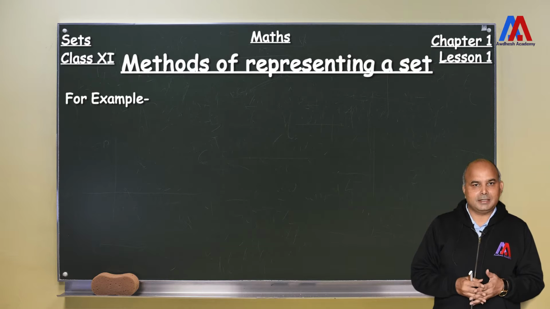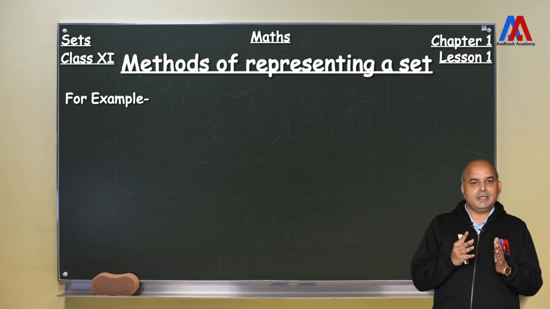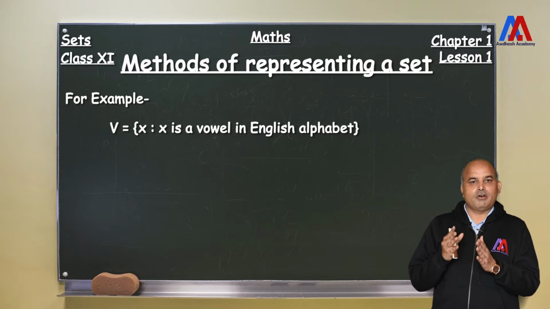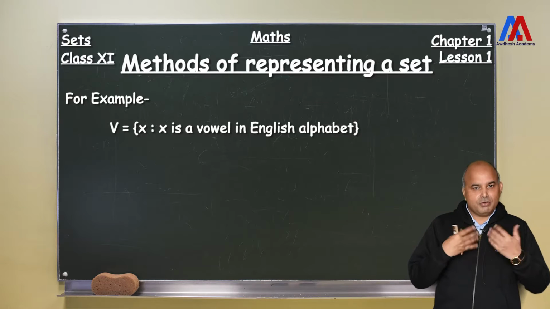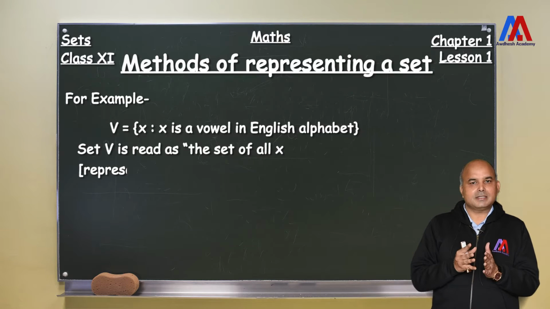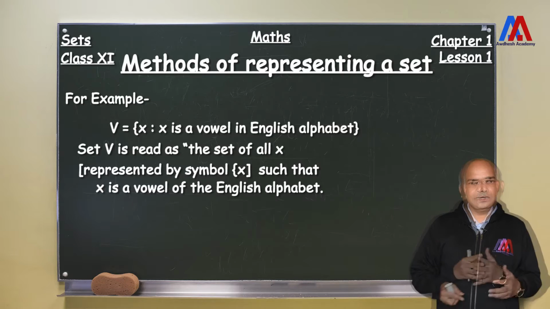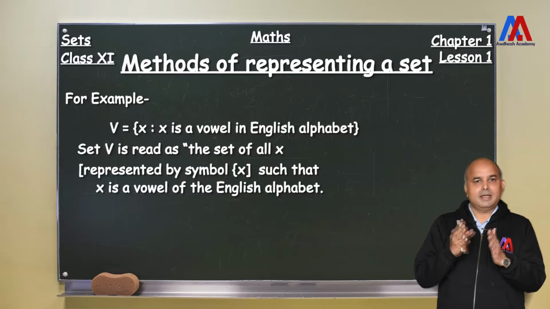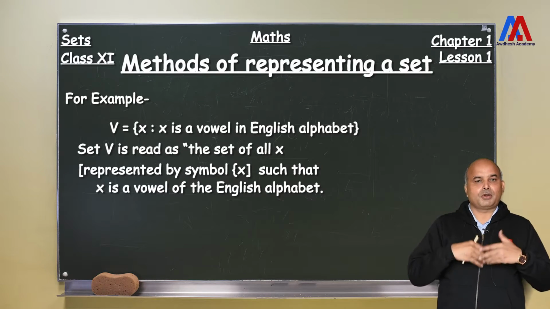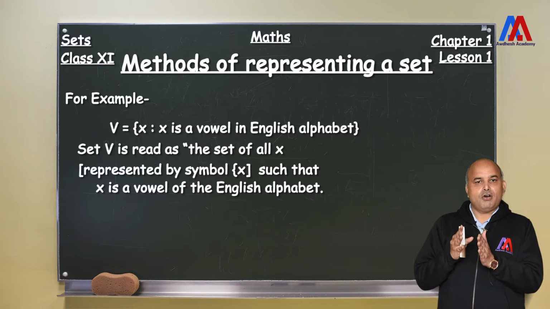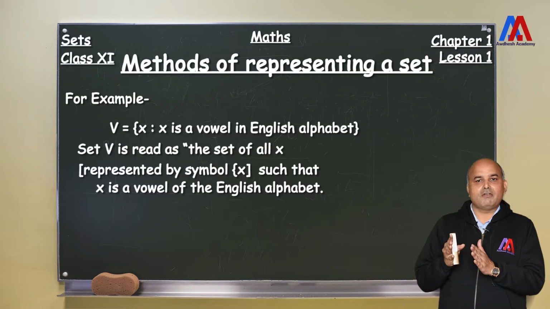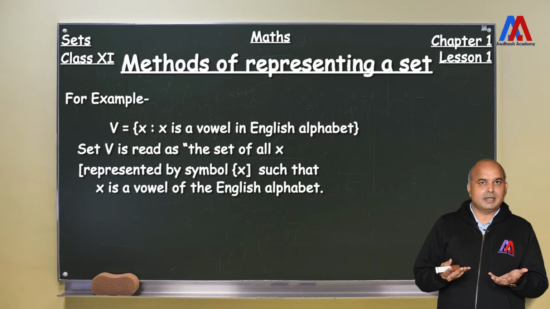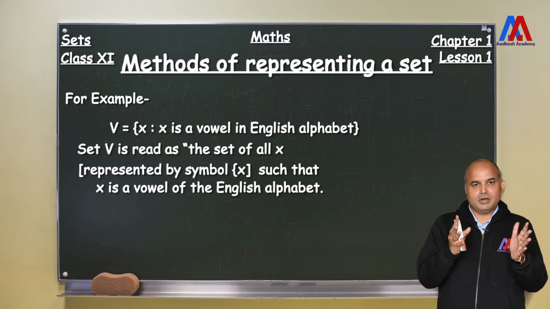If you want to represent this set in the set builder form, we write V equal to, then bracket, x, and then we put the sign of colon, and we write x is a vowel in the English alphabet. And when we pronounce it, we say that V is the set of all such x such that x is a vowel of the English alphabet. So this is how we pronounce it. Now instead of x we may write y or any letter like z or b, any letter we can write. So this is how we have to learn to pronounce this.